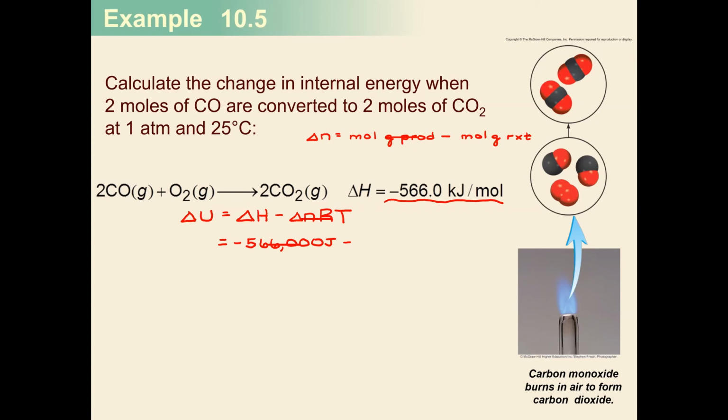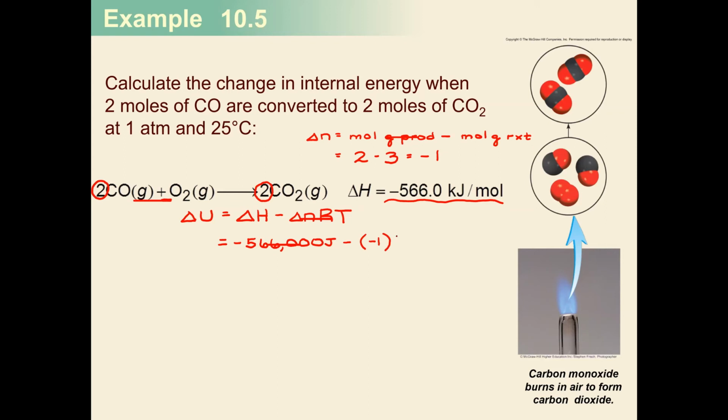So if we go and look for our delta N, I have 2 moles of gas in my products. So that is going to be 2. And my moles of gas in reactants, you will see that I have 2 here, and I would have 1 more coming from my oxygen. So this is going to be 2 minus 3, which equals -1. So now what I will do is put -1 here in for my delta N.